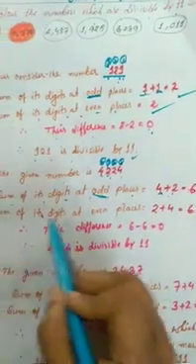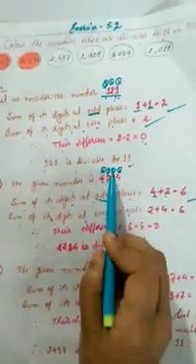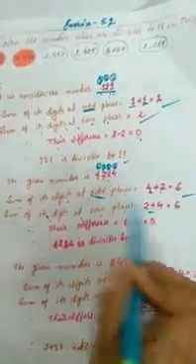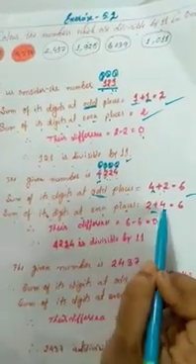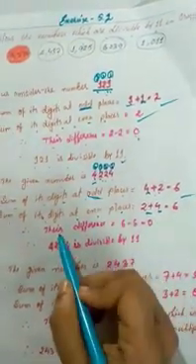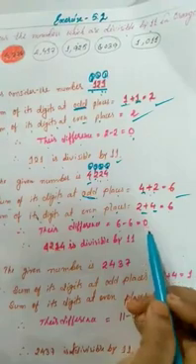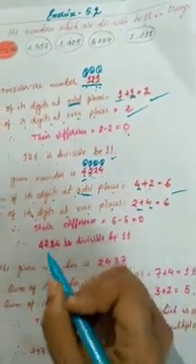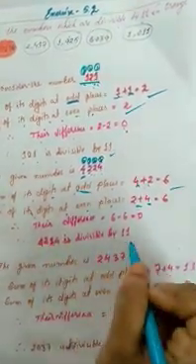Okay, so the sum of its digits at even places: the second place is 2, and the fourth place is 4, so 2 plus 4 is 6. Therefore the difference will be 6 minus 6, which is 0. Hence this whole number will be divisible by 11.